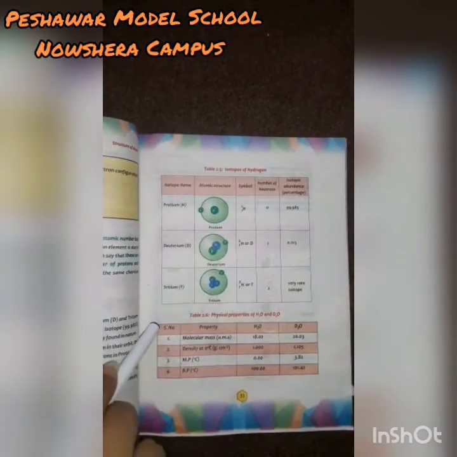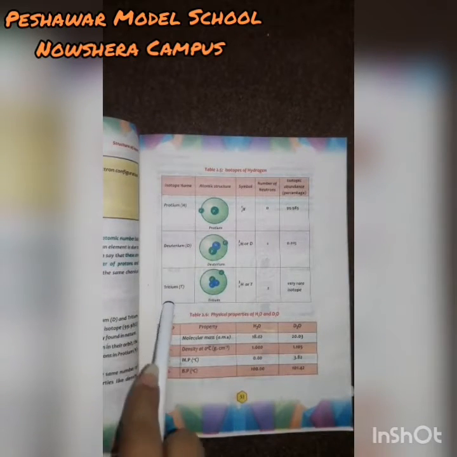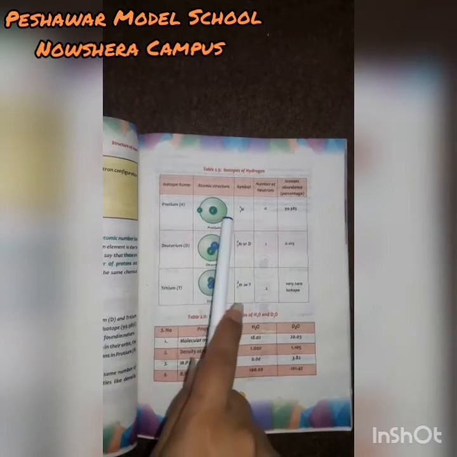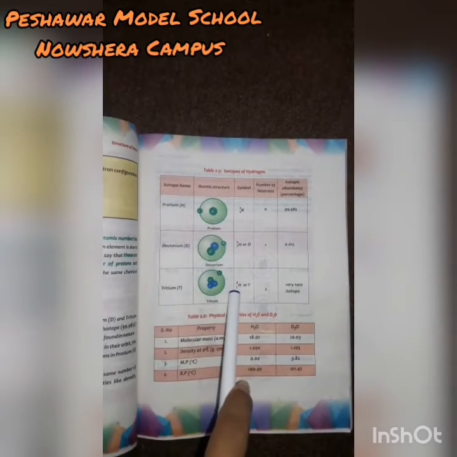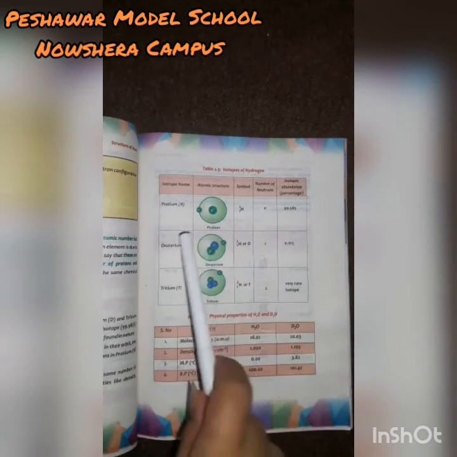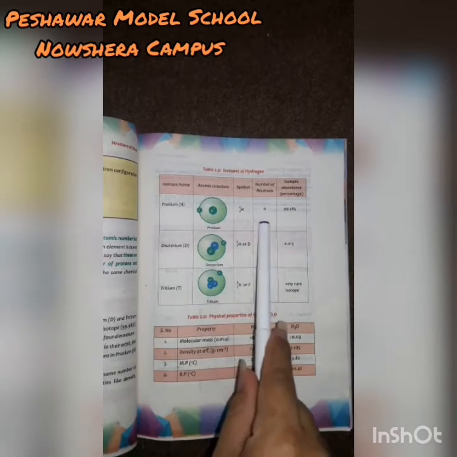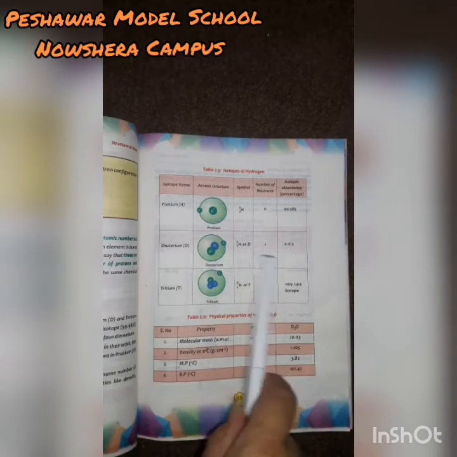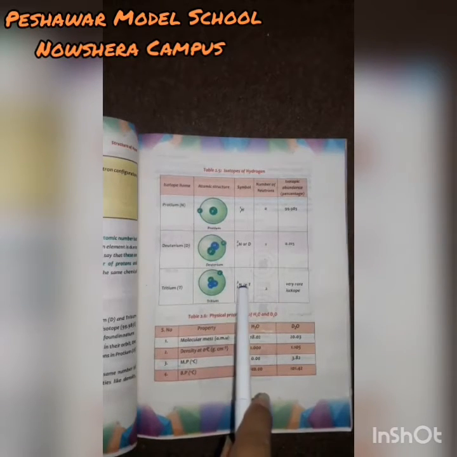These are the three isotopes of hydrogen. Number one is protium, number two is deuterium and number three is tritium. All of these have the same atomic number, which is 1, but the mass number is different. The first has mass number 1, the second has mass number 2 and the third has mass number 3. This mass number is different due to the different number of neutrons. The first atom has 0 neutrons, that's why its mass number is 1. The second atom has 1 neutron, that's why its mass number is 2. And the third one has 2 neutrons, that's why its mass number is 3.